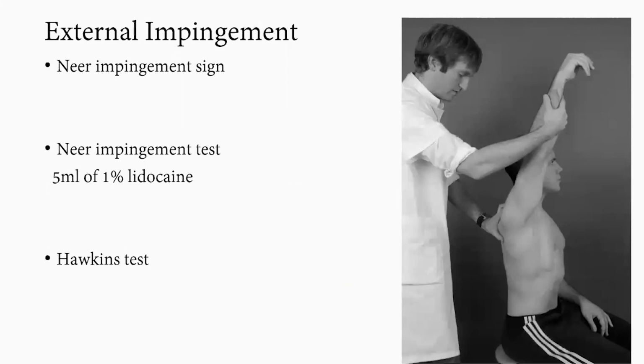Impingement testing can be started with the Neer impingement test, where the examiner stabilizes the scapula and the shoulder is brought into a position of abduction with internal rotation of the shoulder to reproduce pain in the anterolateral shoulder. The test can be repeated after injection of 1% lidocaine. Relief of pain after the injection confirms the presence of impingement.